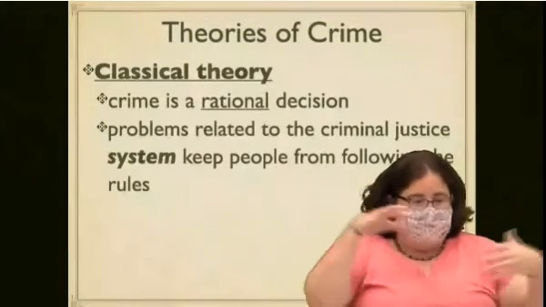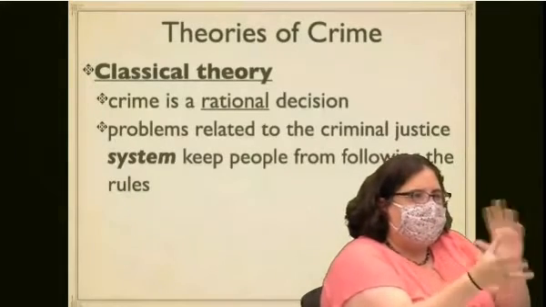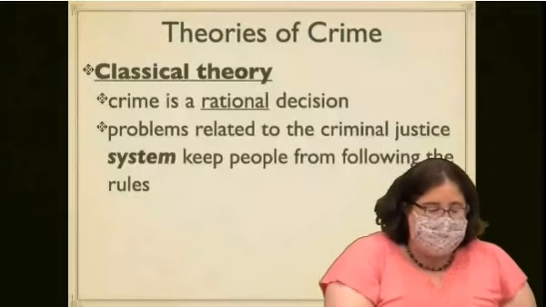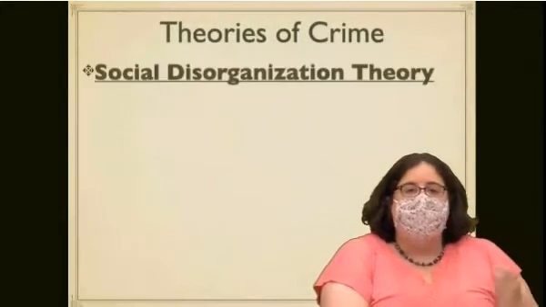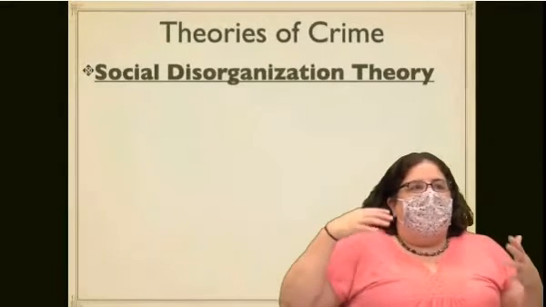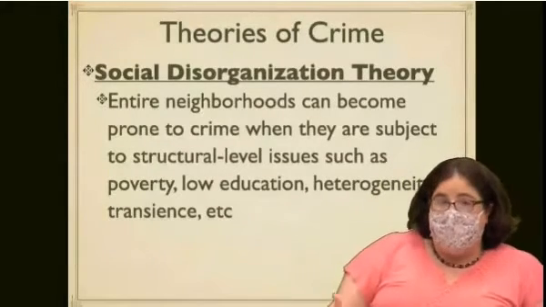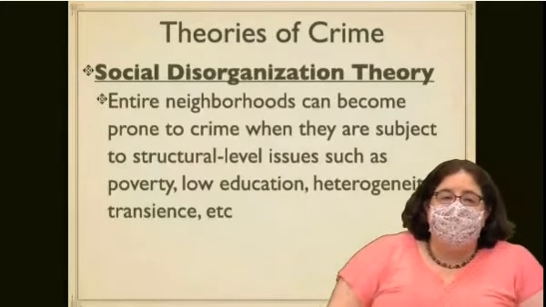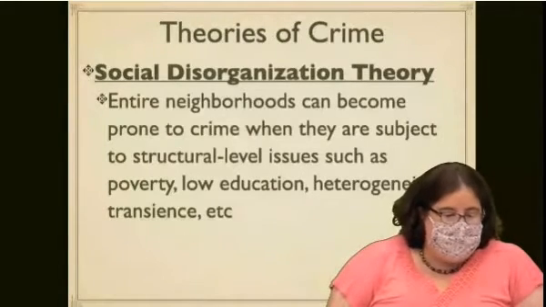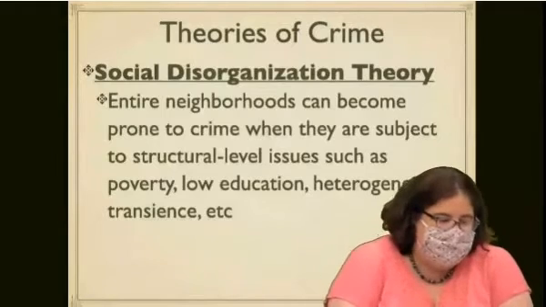These are all different approaches. So we have critical theory, looking at the structural problems, especially that affect people of different demographics. We have classical theory, looking at the rational weighing of pros and cons. The third one is called social disorganization theory. This is a structural theory in sociology that says it can be the case that entire neighborhoods can become prone to crime when they are subject to structural level issues such as poverty, low education, heterogeneity, transience, etc. I'll explain in a second. Entire neighborhoods can become prone to crime.